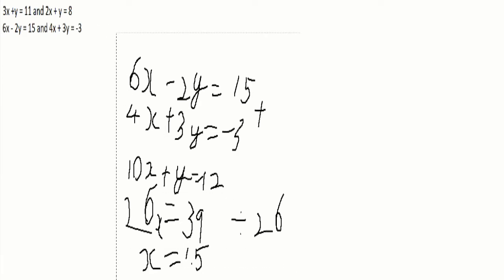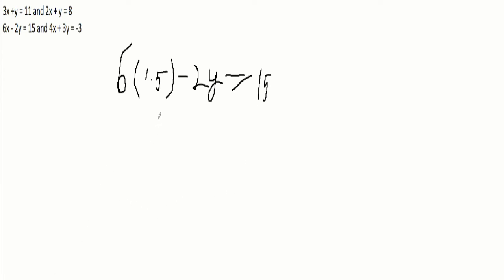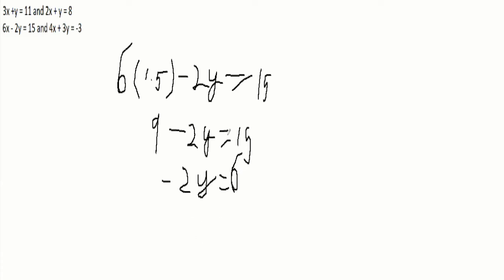With this information, we can then go back to our original equation and insert our value of x, which would be 6 of 1.5, which is 9, minus 2y equals 15. So we've now got 9 minus 2y equals 15. If we then take away this 9, we've then got minus 2y equals 6. Then we want to make it a singular y term, so we divide it by negative 2. So that would flip the symbol on the other side to make it minus 3.